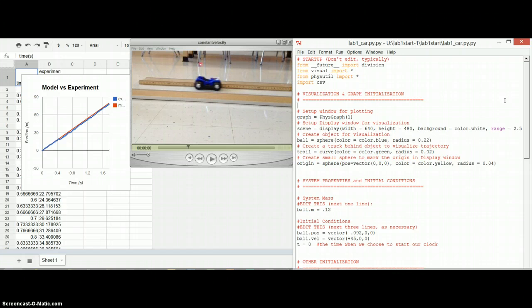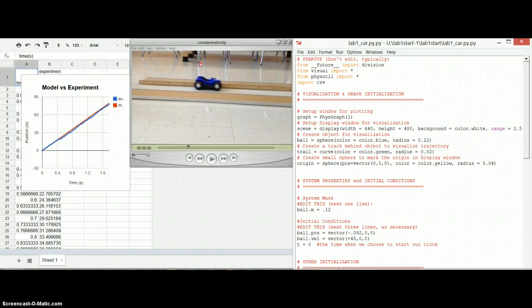If I were to flip the axes around in the Tracker program, it would change my results. The initial position of my car may have been changed slightly, and that would have affected my results on the graph.